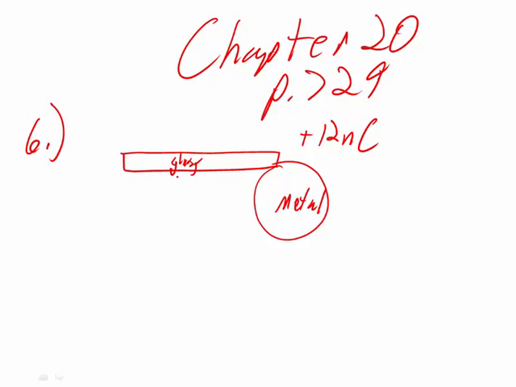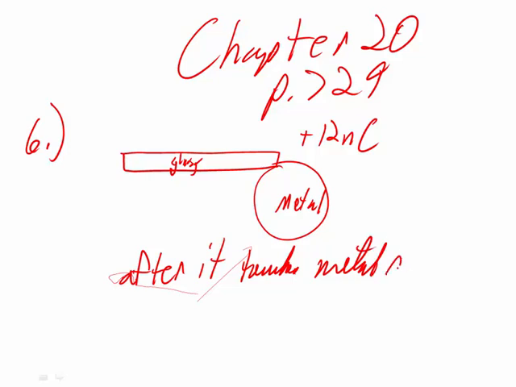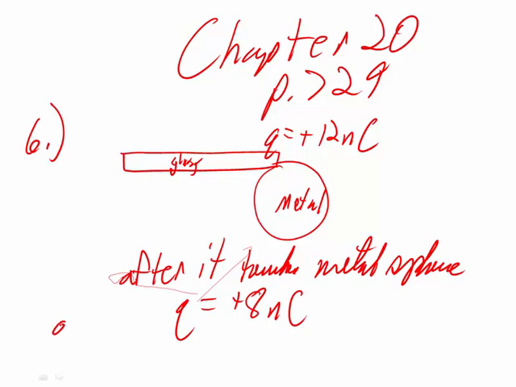And it touches a metal sphere, and afterward, the rod's charge is positive 8 nanocoulombs. So after it touches the metal sphere, the charge is, and by the way, that's charge, the charge is positive 8 nanocoulombs, okay? All right, and so the question is, let's look at 6A. It says, what kind of charged particle was transferred between the rod and the sphere, and in which direction, okay?